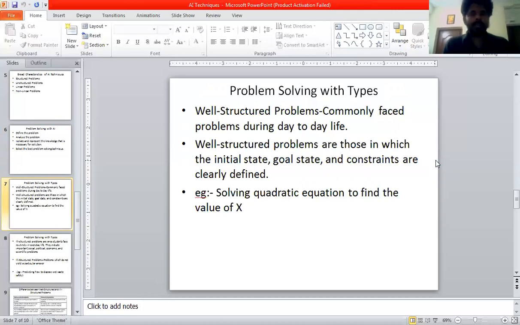An example is solving a quadratic equation to find the value of it. So it is a good example. The real-time example we are going to tell for a well-structured problem is tic-tac-toe. So what is tic-tac-toe? It generally is a square box. In the square box, we take 3 by 3, which is said to be a matrix, a 3 cross 3 matrix.